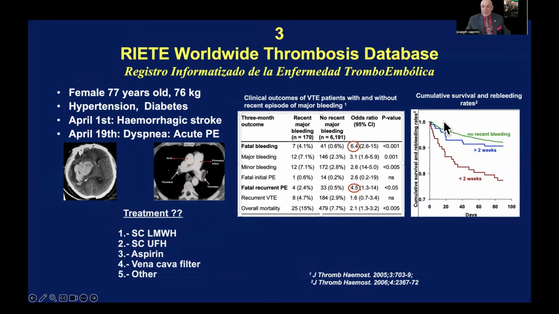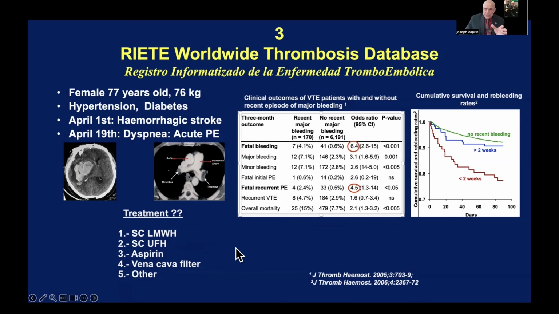Well, here's a chart that helps to clarify that. In these studies, recent bleeding was bleeding within 2 weeks of the event. If a patient had bled less than 2 weeks before and was given anticoagulants, they had a high risk of fatal bleeding and of dying. If that patient didn't have a bleed within 2 weeks of giving the anticoagulants, then that patient had no greater risk of bleeding than somebody who never bled before.